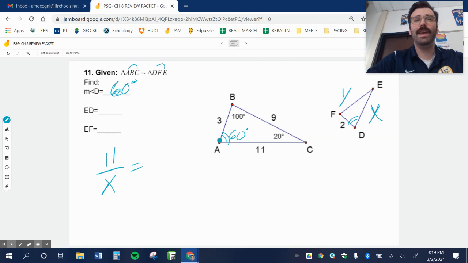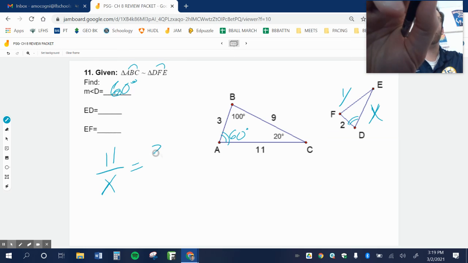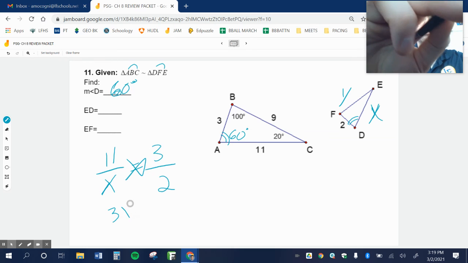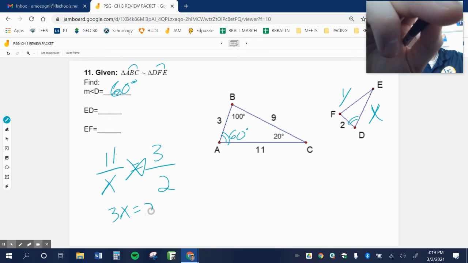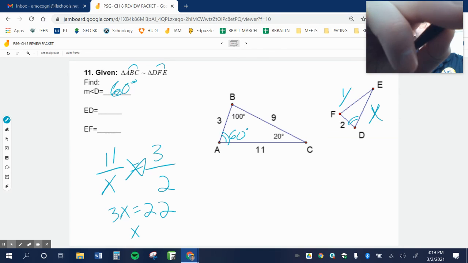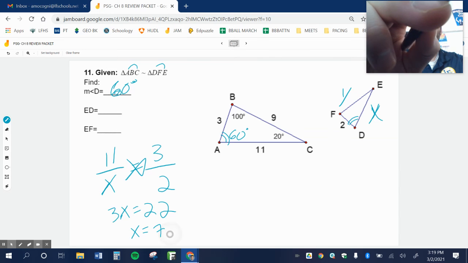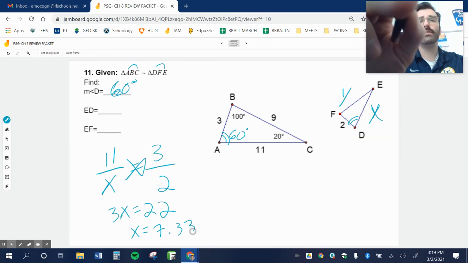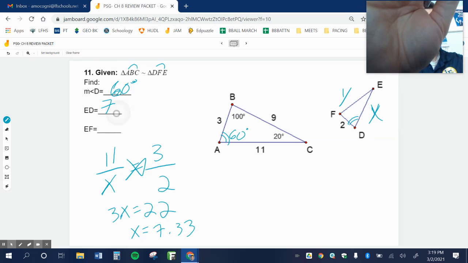But I also know that AB, which is 3, corresponds with DF, which is 2. And I just cross multiply and solve. 3x equals 22. So x equals 7.3 repeating, or 7.33 is fine.